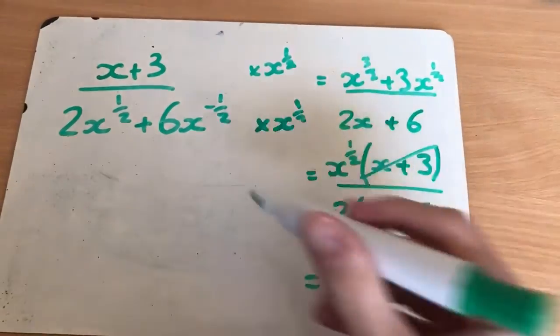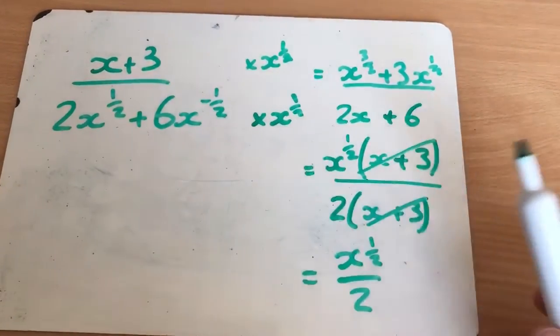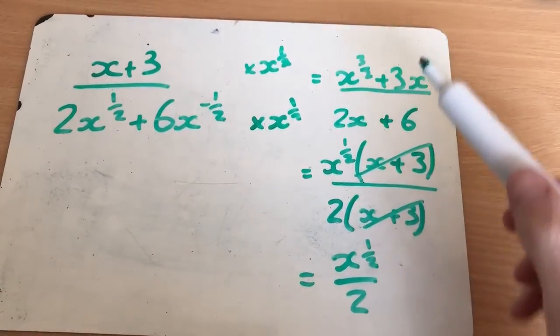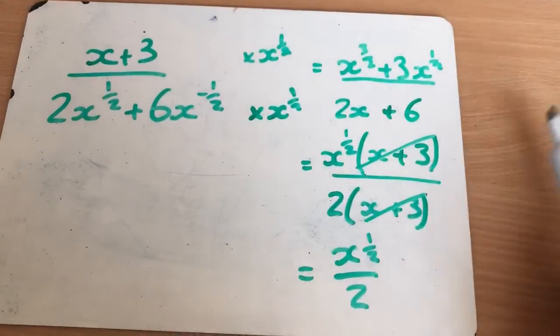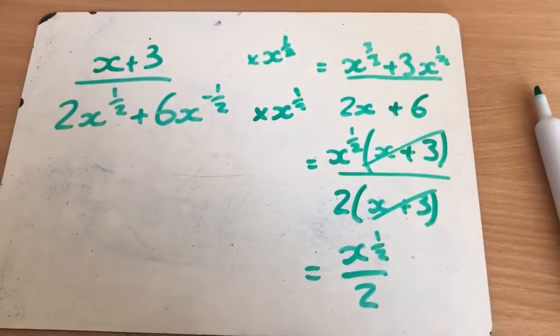So when you've got something where you've got two elements on the denominator, there should be some factorising you can do. But as I said, my advice would be to get rid of any negative powers first and then go from there. So I hope that helps.